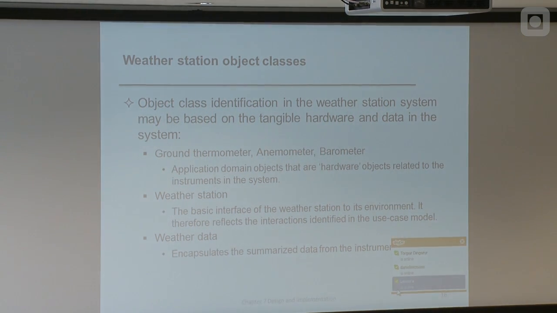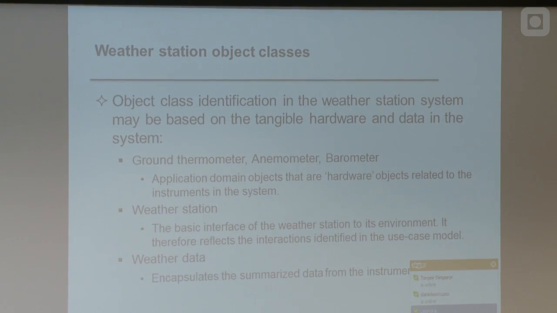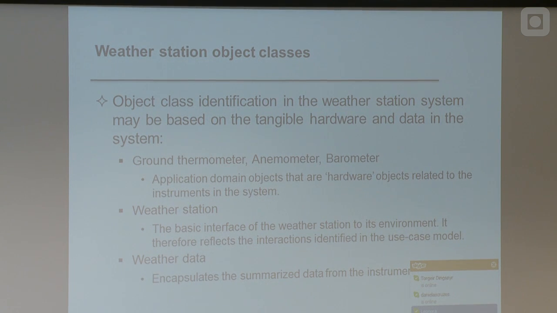So as I told you, the classes will be the physical objects that I find in the description of the system. So it will be something called weather station, of course. It will be something called weather data, ground thermometer, barometer, anemometer, all these physical things that we are dealing with, all these things that in fact at the beginning we saw in this display will be the classes in this example.